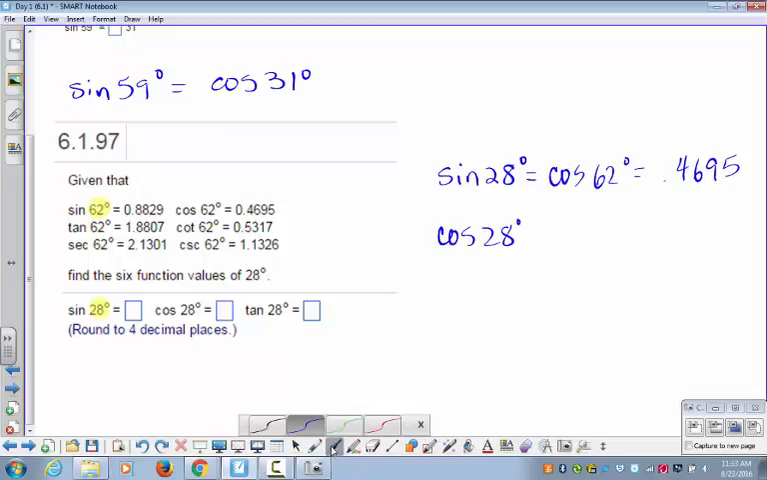Cosine 28 degrees. Cofunction of cosine, sine 62. Look up there, we get 88.29. That'll be our value. And then the last one, tangent of 28, will be cotangent of 62. And that is 0.5317.